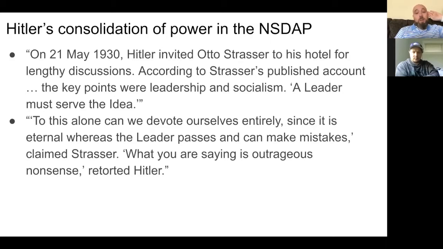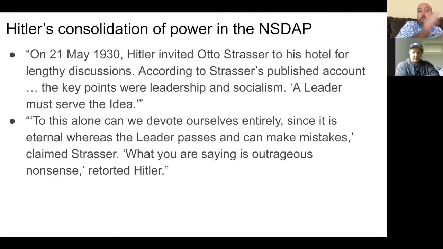Hitler says, no, that's not how this is going to work. He says, we need to instead be the leader. I mean, you see Strasser, he says, to this alone we can devote ourselves entirely. To this alone, meaning that the leader serves the idea. And the reason why Strasser wanted this, you can see, is that the leader's allowed to make mistakes when the ideology is the driving force.